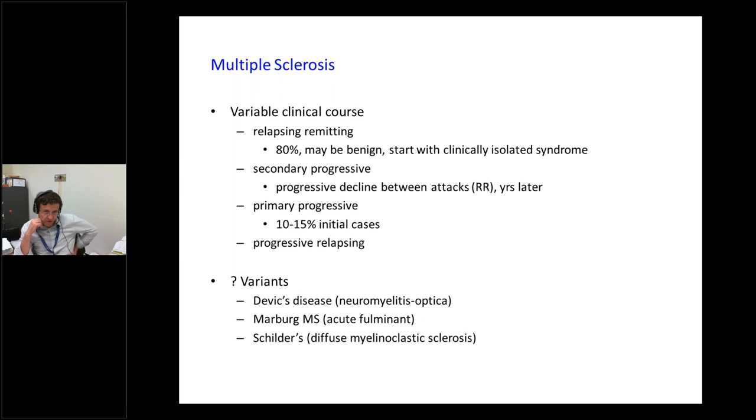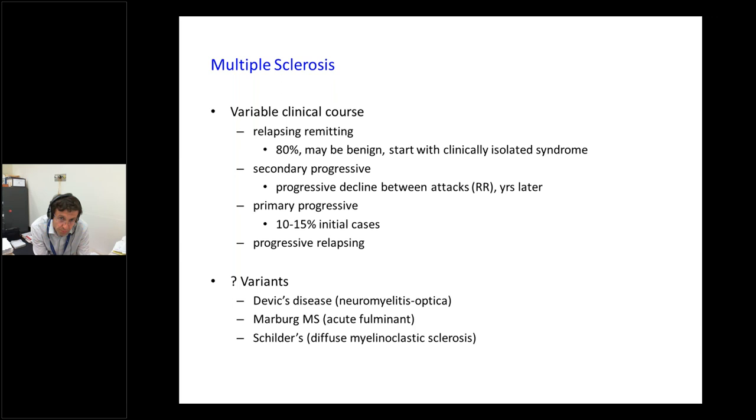There are variable courses. Relapsing remitting is the largest group. It may start off benign, might be very infrequent. Some people have this concept of clinically isolated syndrome, which I think was mostly missed beforehand. I had someone the other day who presented post-pregnancy with symptoms, but on the history had an episode of something 8 years previously. So is this the second episode to make it MS, or is this the first episode?